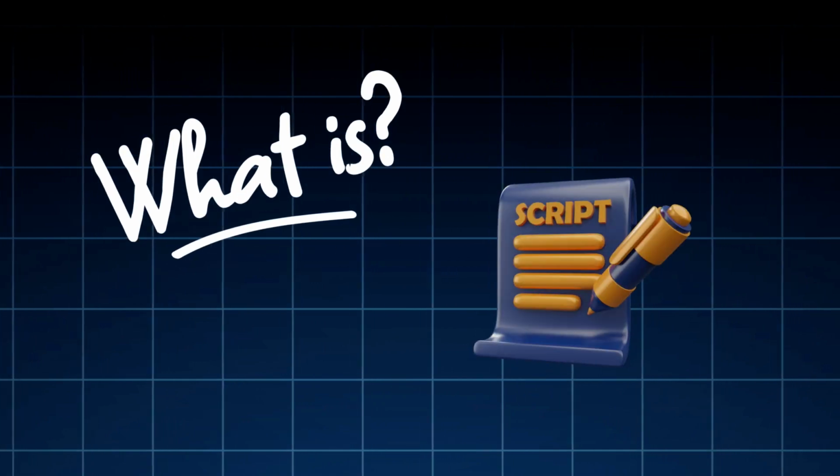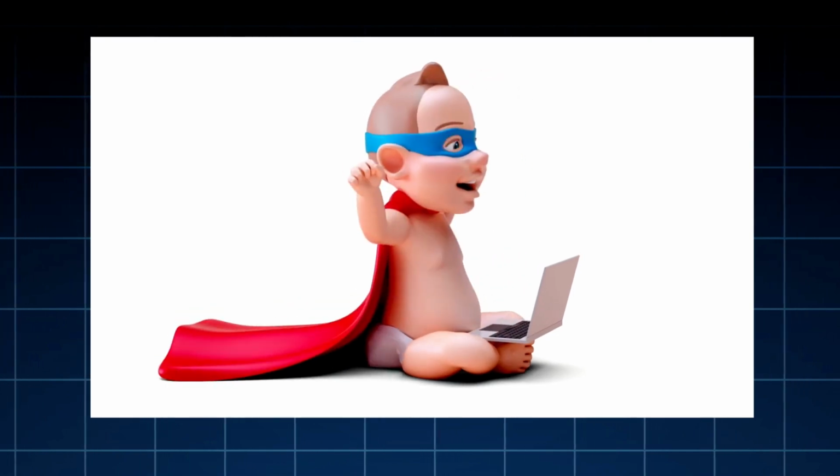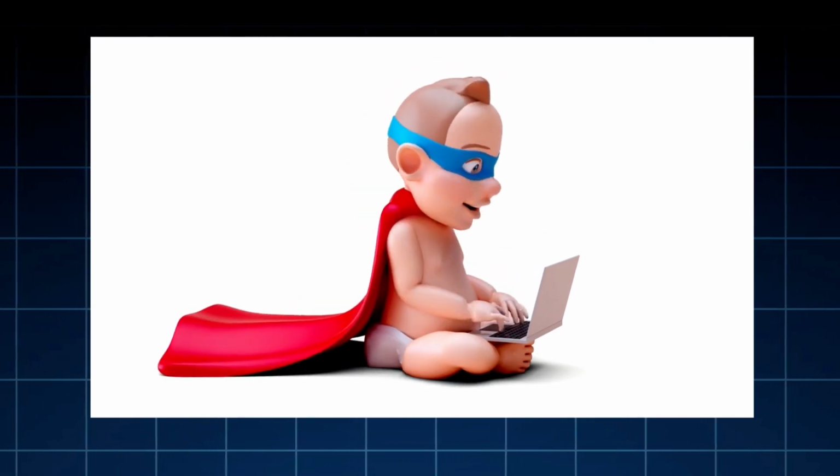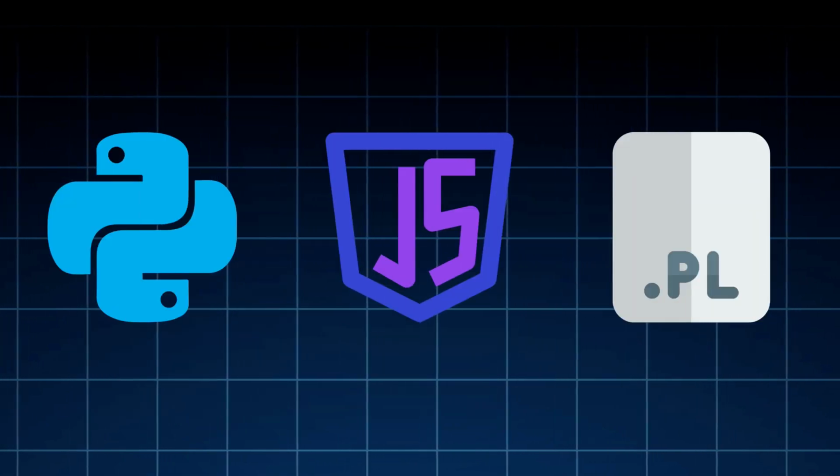So first we should know what is scripting. Scripting means writing small programs called scripts. A small program in a language like Python or TCL, you have heard mostly about these languages.